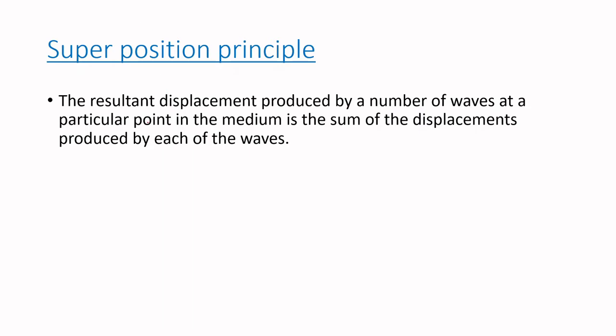We can show it like this: if y1, y2, y3, etc. are the displacements produced by each wave, if n waves are there, we will add all of them and the resultant wave's displacement will be y. So y1, y2, y3, etc. are added algebraically so that the displacement will be y.